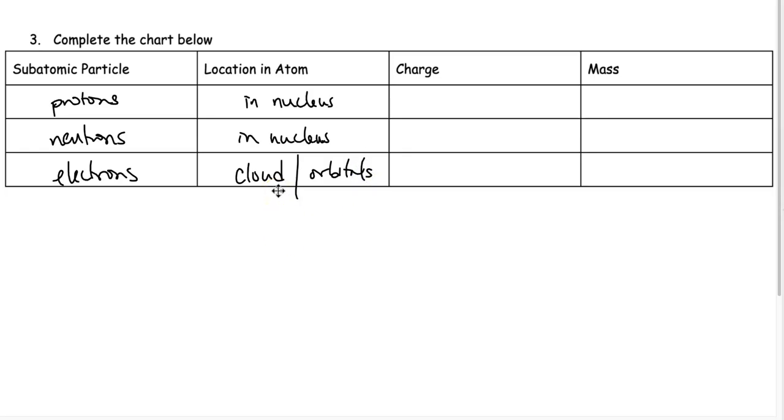Looking at their charge, protons have a positive charge, electrons have a negative charge, and neutrons are neutral, they have no charge. In looking at their masses, both protons and neutrons have a mass of 1 AMU. Electrons effectively have no mass. They have mass, but man, it's tiny. It's 1/2000th the mass of a proton or a neutron, so that's essentially massless.